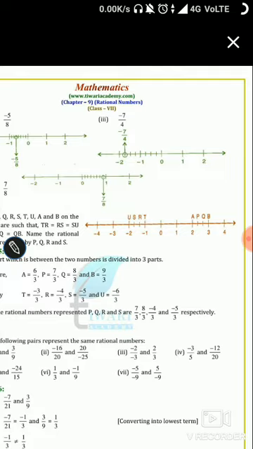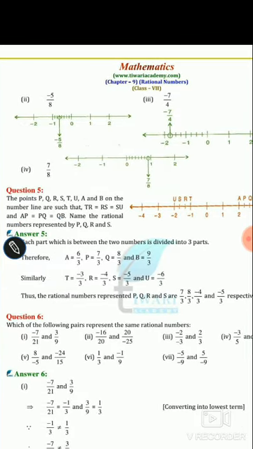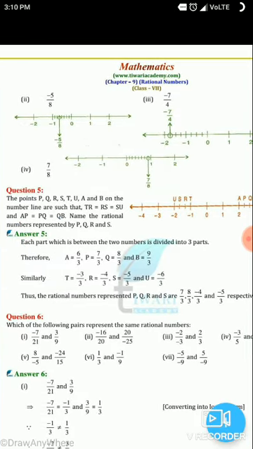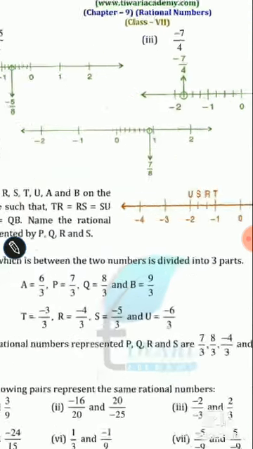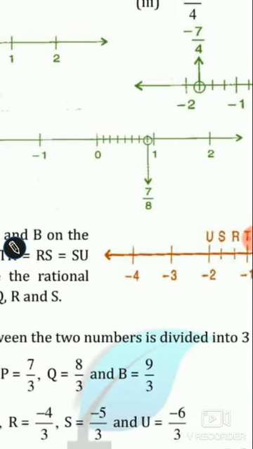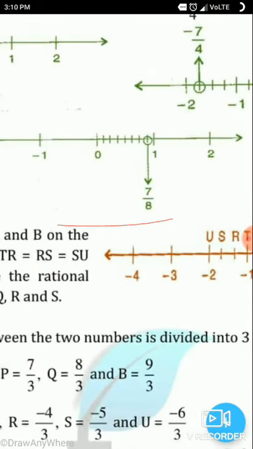Okay students? Now see question number 4, 7 upon 8. So 7 upon 8 is a proper fraction and this is positive, so it comes in between 0 and positive 1. Okay, and in the denominator here 8 is there, so we make 8 equal parts between 0 and 1. Understood? And then in the same way we calculate, going in this direction. Okay, in positive we go in this direction, left to right.